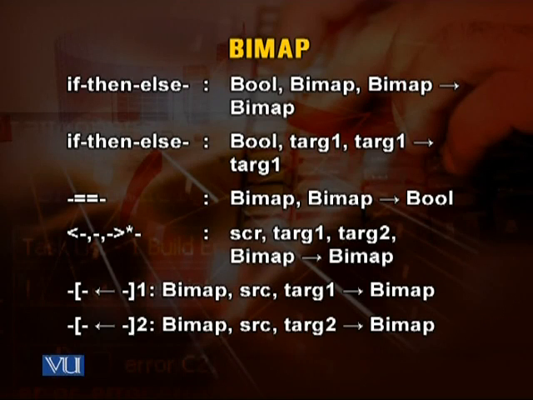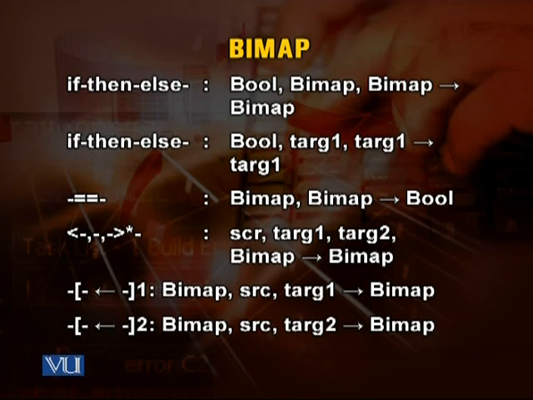Then we have the equality, which takes two bimaps and gives us a Boolean result back, telling us whether the two bimaps are equal or not. Then we have a bimap constructor. It takes three components, source, target 1, and target 2, and a bimap, and adds this tuple of source, target 1, and target 2 to the old bimap and gives us a new modified bimap back.